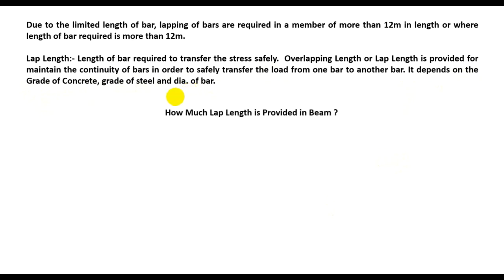So how much lap length should we provide in beam? First of all, 24D for compression zone and 45D for tensile or tension zone. We know that for the compression zone the requirement of steel is less, and for the tension zone we actually provide steel to reduce the tension in the concrete, because concrete is weak in tension and strong in compression. So we'll use 24D for compression zone and 45D for tensile or tension zone.